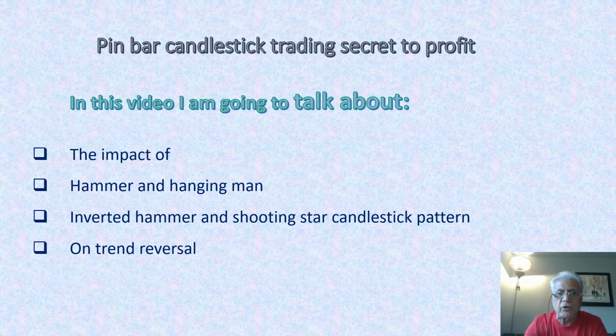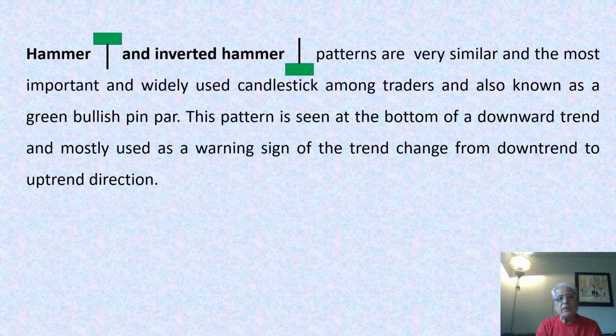In this video, I'm going to talk about the impact of hammer and hanging man, inverted hammer and shooting star candlestick pattern on trend reversal. Hammer and inverted hammer patterns are very similar and the most important and widely used candlestick among traders, also known as a green bullish pin bar. This pattern is seen at the bottom of a downward trend and mostly used as a warning sign of the trend change from downward to upward direction.